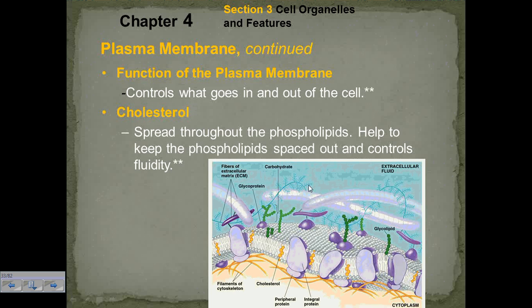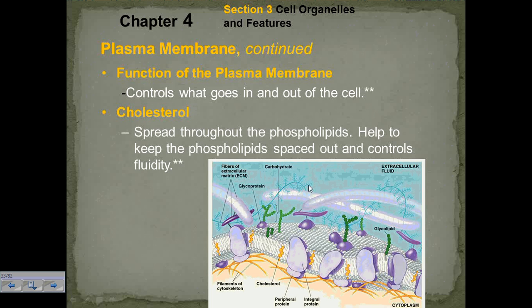Okay, so basically the plasma membrane controls what comes in and what goes out. Now obviously you can see that there's more than just phospholipids that make it up. There's a whole bunch of stuff that's intertwined and mixed in with the phospholipids. The first part of the plasma membrane is going to be the cholesterol. Remember how we talked about cholesterol? There's good cholesterol, bad cholesterol? Well, this is the good cholesterol.